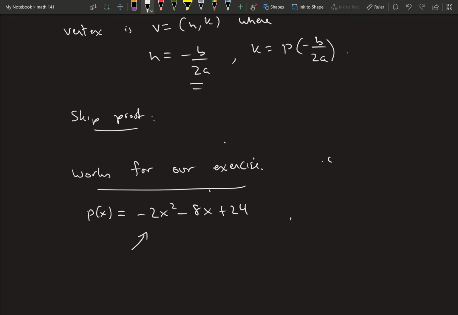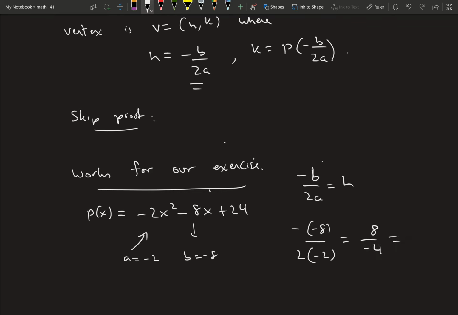Well, this is a, this is b. Let's compute negative b over 2a, because that's our h value. Well, that's negative 8 divided by 2 times a, which is negative 2. This is 8 over negative 4, which is minus 2. And that's exactly what we got. So h is minus 2.